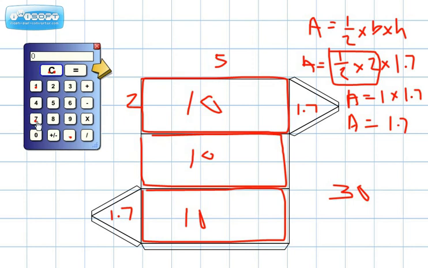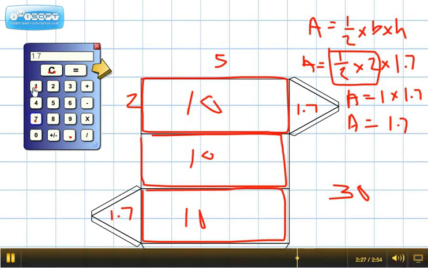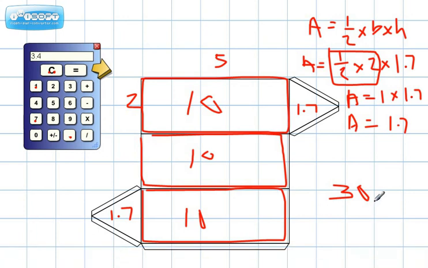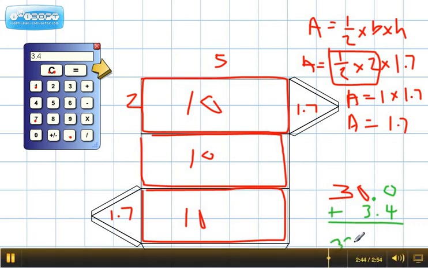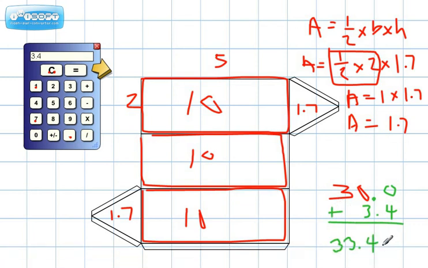Clear. 1 7/10 times 2 equals 3 4/10. Now if you're adding that to 30, be careful, because remember 30 is equal to 30 0/10, and the triangles together are 3 4/10. And if we add that together, you can see that that would be 33 4/10 square units. And if we were to fold this up and make a three-dimensional shape, it would form a triangular prism.